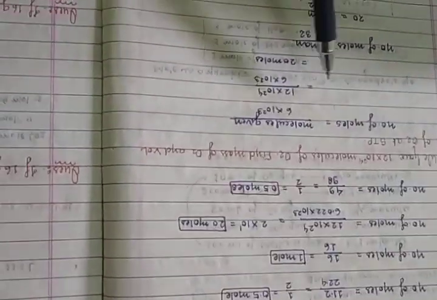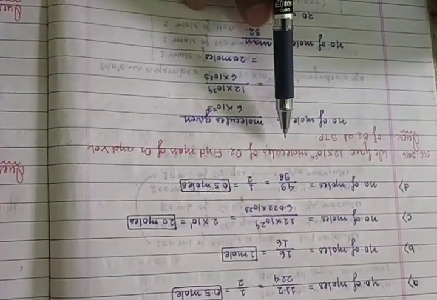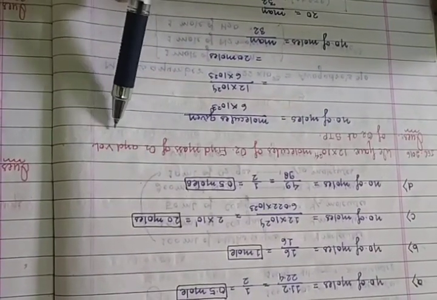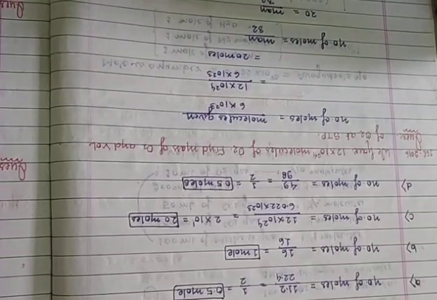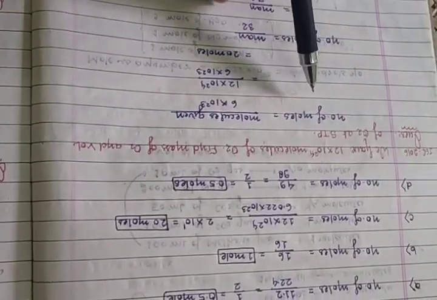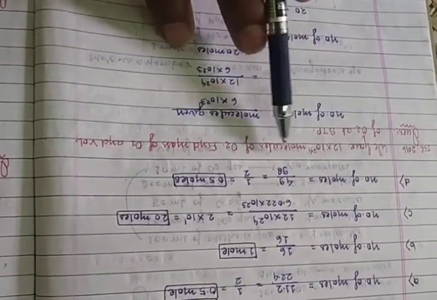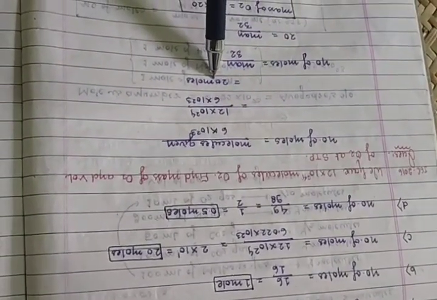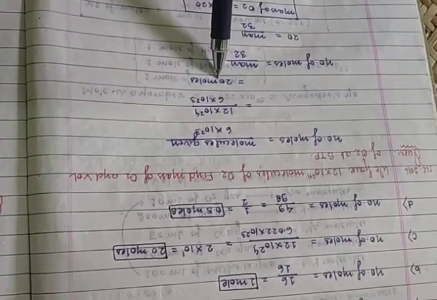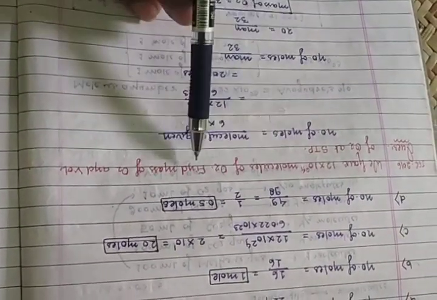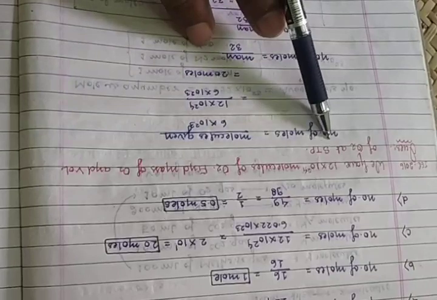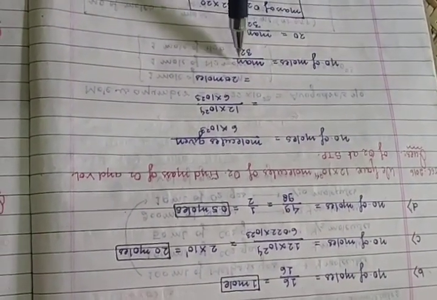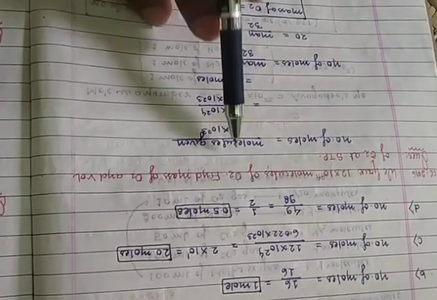Now again we have 12 into 10 to the power 24 molecules of O2. Find the mass of O2 and the volume of O2 at STP. So now there are 2 types of questions. First, number of moles from molecules given and Avogadro number, so you find 20 moles. Now again, find the mass of O2 and volume of O2 at STP. The next is number of moles equals mass upon molar mass. So what is the molar mass of oxygen?